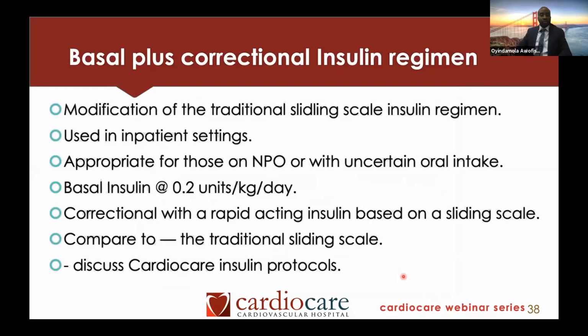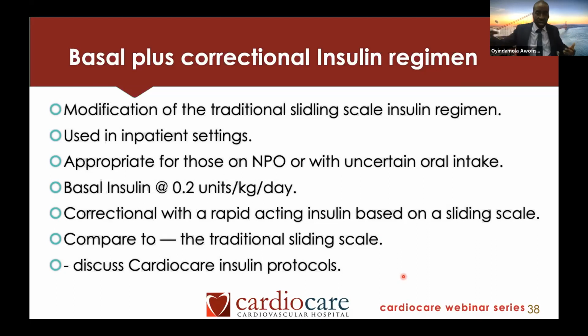Okay. So now I'll talk about some other insulin regimens which are more often used in inpatients. So we have the basal plus correctional insulin regimen. It's difficult to get a uniform name for this regimen. Different people call it slightly different things. But of course, I'm sure we've all heard, or perhaps are familiar with, the traditional sliding scale insulin regimen, in which the blood sugar is checked, and based on the value that is gotten, a dose of soluble insulin or a regular insulin is given. So that's the traditional sliding scale regimen.